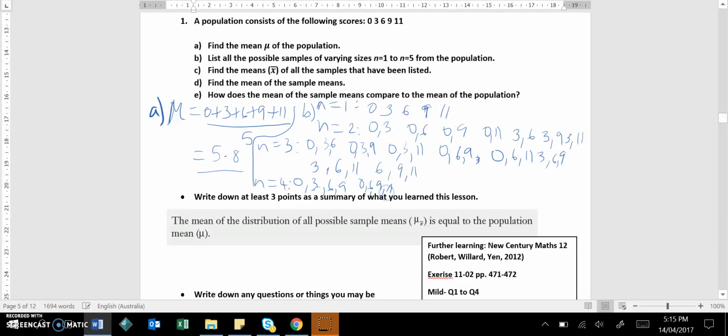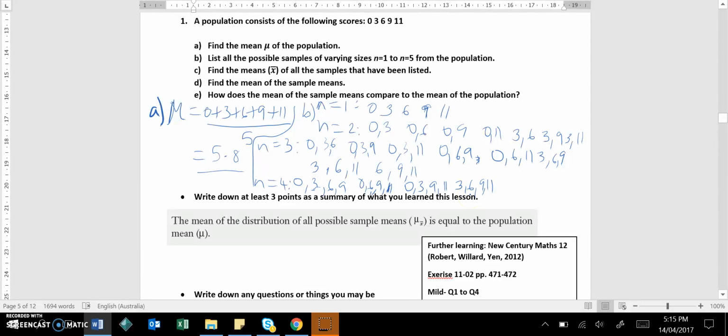So you just got to systematically go through and write them all down. Then you got 0, 3, 9, 11, 3, 6, 9, 11, and that's pretty much it for that.